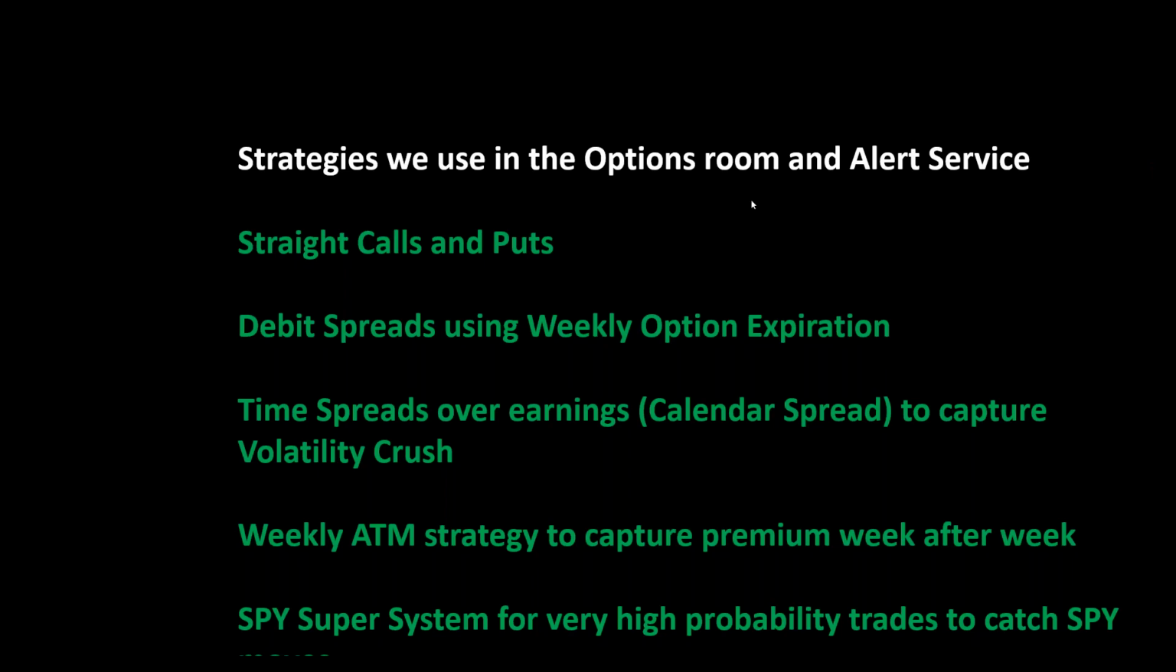Okay, so that's the Compass system and the Dominator system, and how I use them. And again, the point here is to show how I'm finding these trades to send out as alerts.